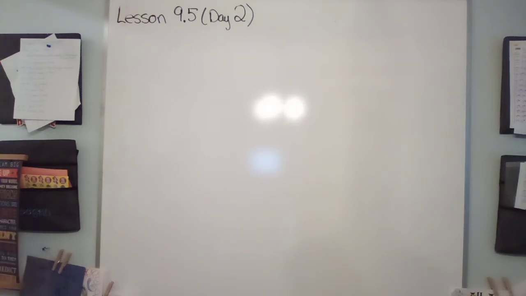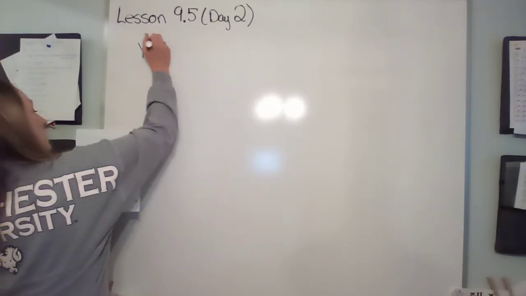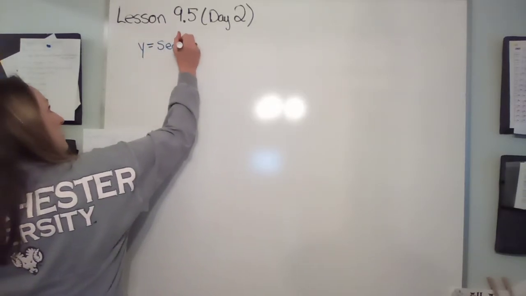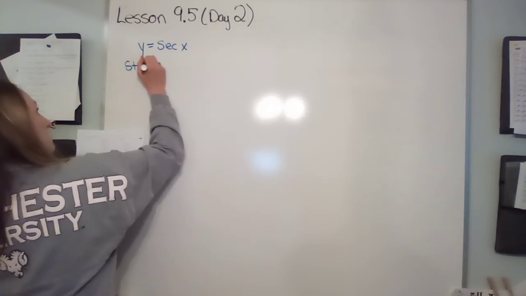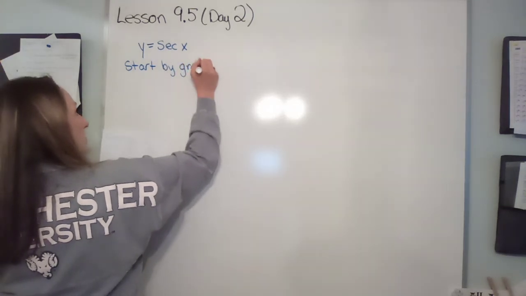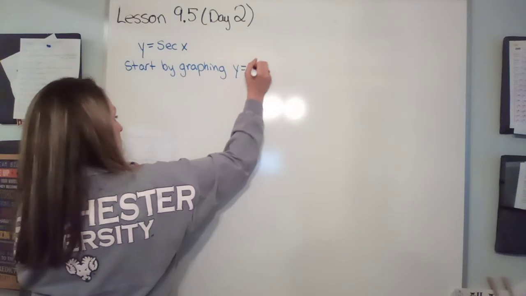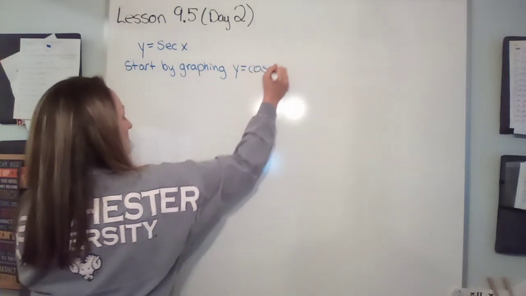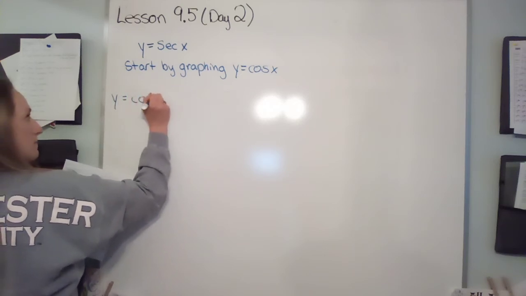So secant is where I am now. Okay, so in order to graph y equals secant x, you're going to start by graphing y equals cosine x. Okay, so we have our parent function y equals cosine x.